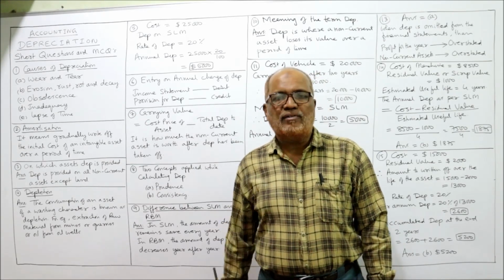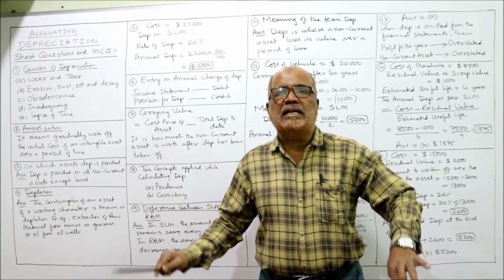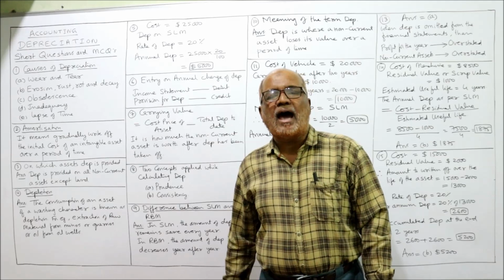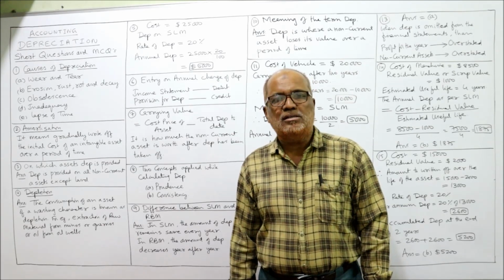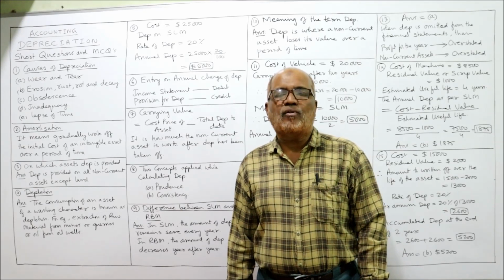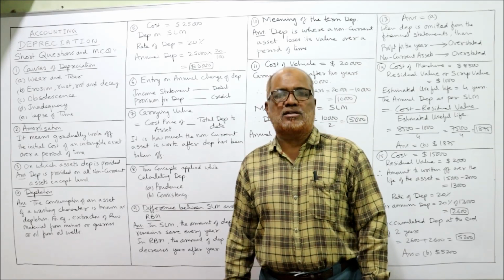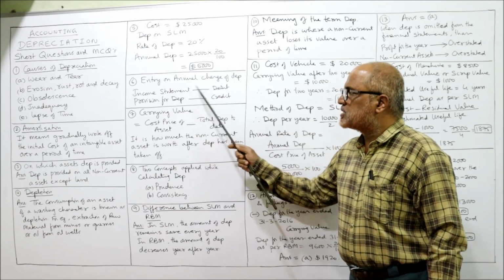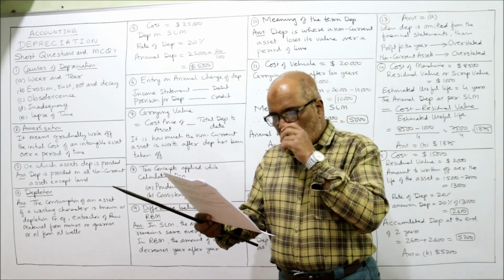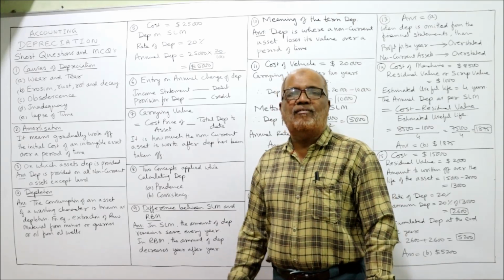In the last video, I have explained in detail all the entries. So the entry for providing annual depreciation is income statement debit, provision for depreciation credit. That's it. Next comes, what is meant by the term carrying value?